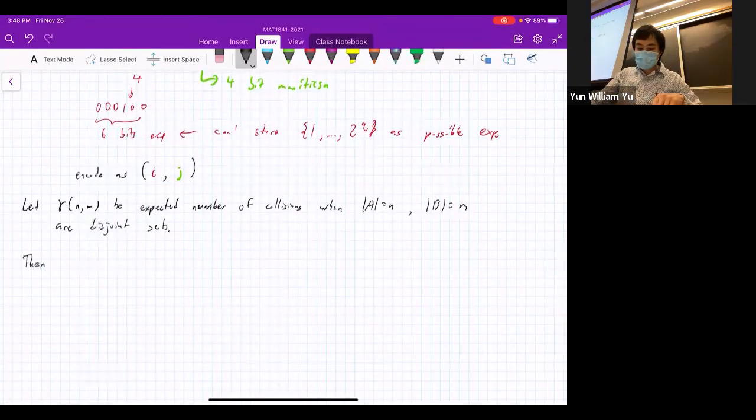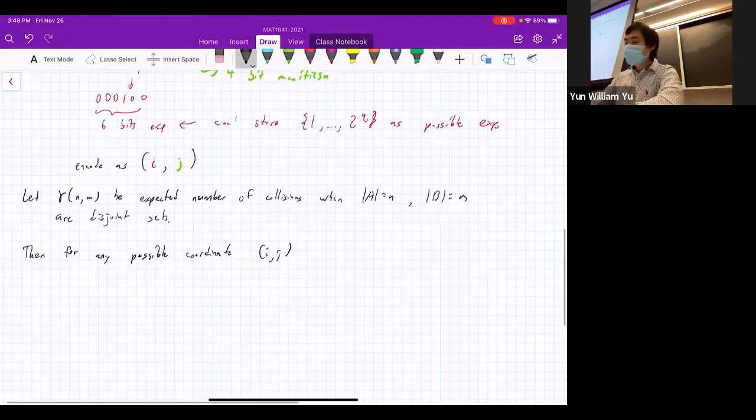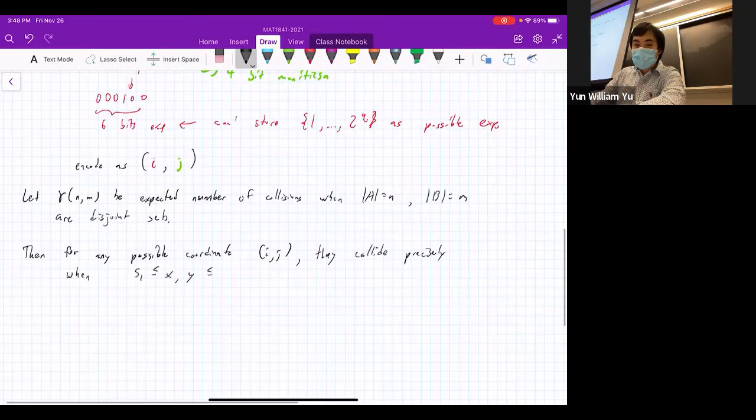So then, for any possible coordinate i, j, well, when do they collide? They collide precisely when both x and y are greater than or equal to S1 and less than S2, where S1, S2 are the boundaries of the boxes.